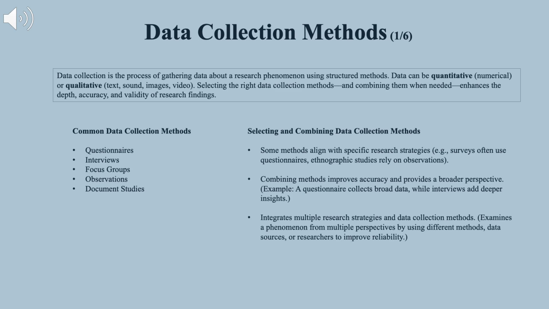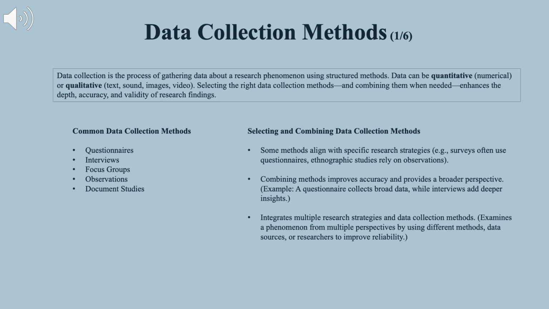A key part of any empirical research study is collecting data about the phenomenon under investigation. Researchers use data collection methods to gather relevant information, which can be either quantitative, numerical data, such as the number of lines of code or search results, or qualitative, non-numerical data, such as text, sound, images, or video. Five of the most widely used data collection methods are questionnaires, interviews, focus groups, observations, and document studies.